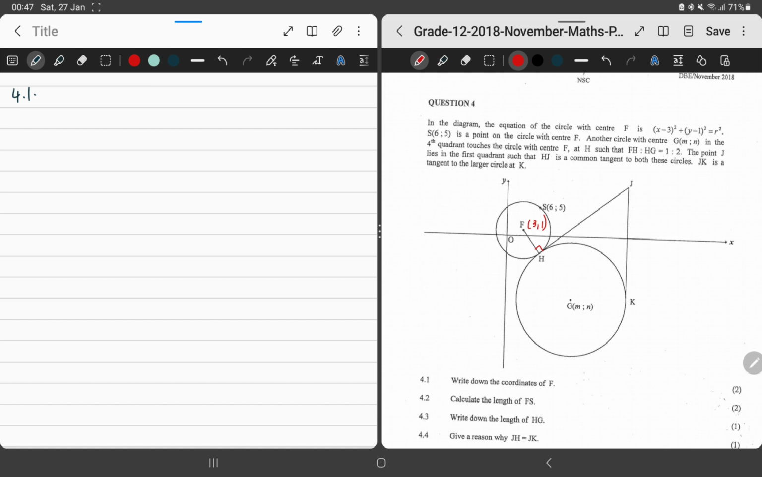4.1. Write down the coordinates of F. F is (3; 1). 4.2. Calculate the length of FS.